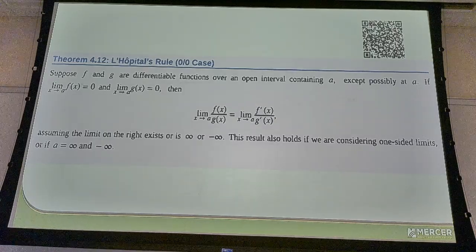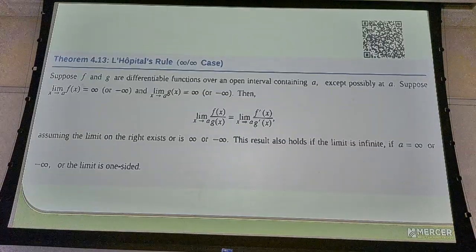The limit is equal to the limit of f prime over g prime. So you just take the derivative of the numerator, take the derivative of the denominator, and retake the limit. Now again, it's important to note that L'Hopital's rule only works if you get 0 over 0 or infinity over infinity. Any other indeterminate form does not work.